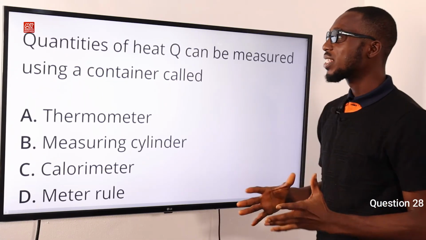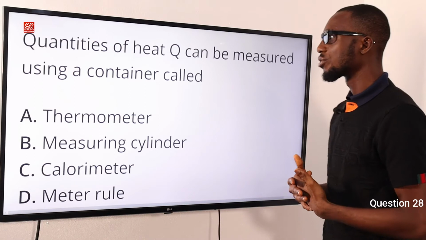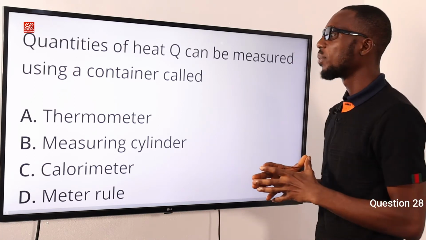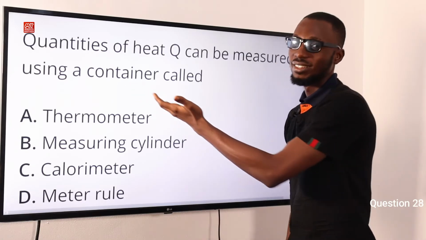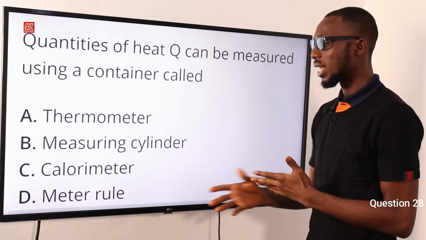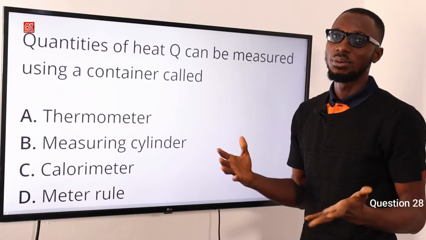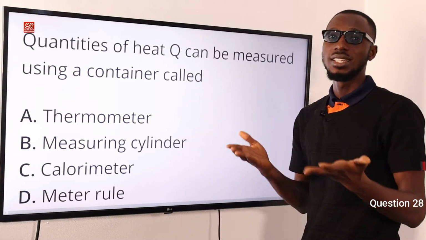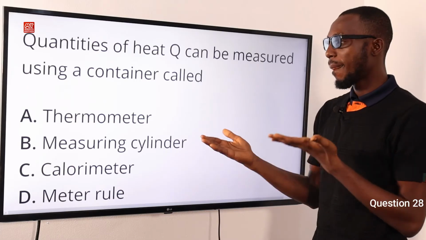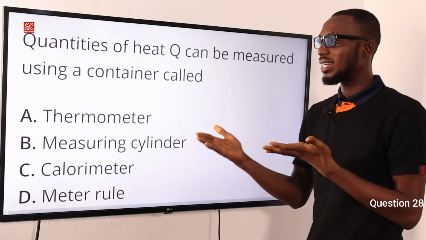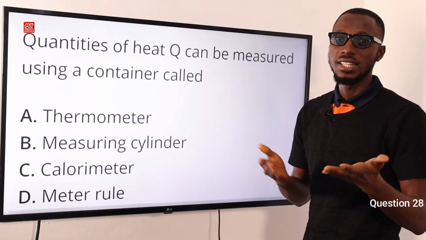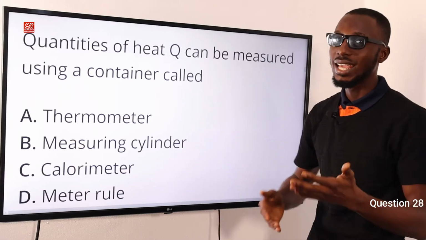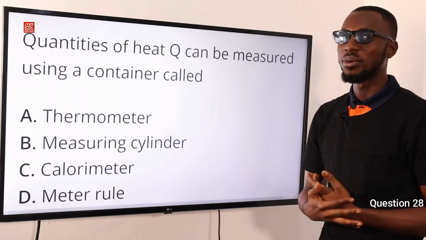28. Quantities of heat Q can be measured using a container called what? So now we are looking at the word container. So that container is referred to as a calorimeter. The calorimeter is just used when you want to transfer or exchange heat between two liquids, and those liquids have different temperatures. So what we use here is calorimeter. So we are talking about heat gain and heat loss. I believe you are very familiar with those terms.